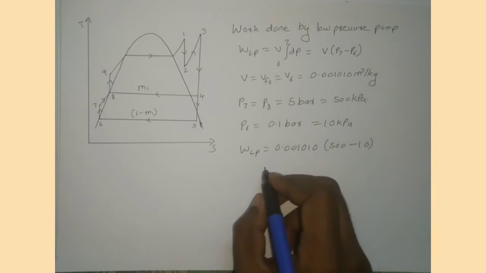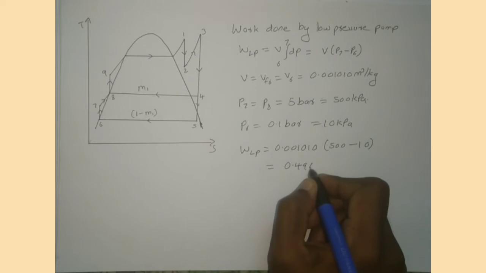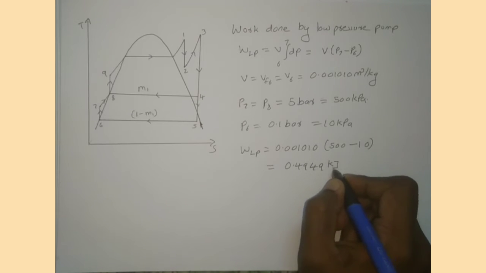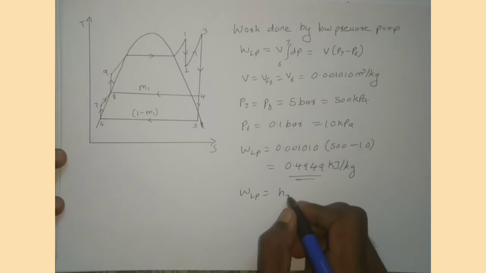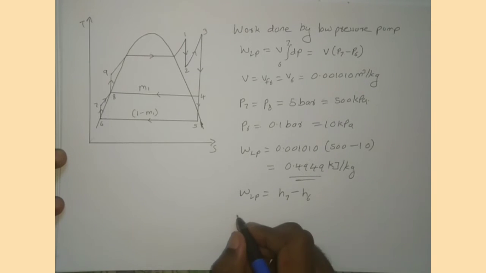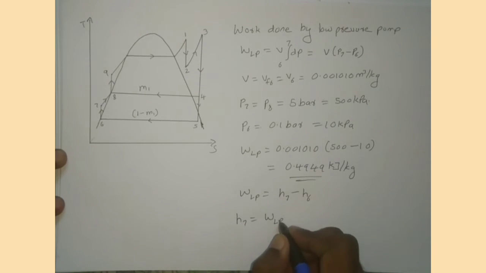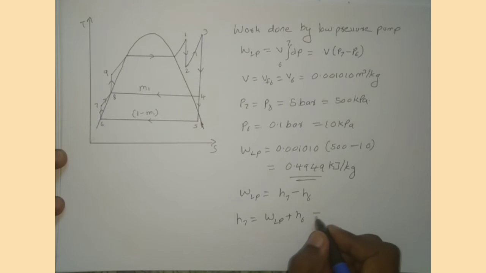WLP as 0.4949 kilojoule per kilogram, and also WLP equals H7 minus H6. Therefore, enthalpy at state 7, H7 equals WLP plus H6, that is 192.3 kilojoule per kilogram.